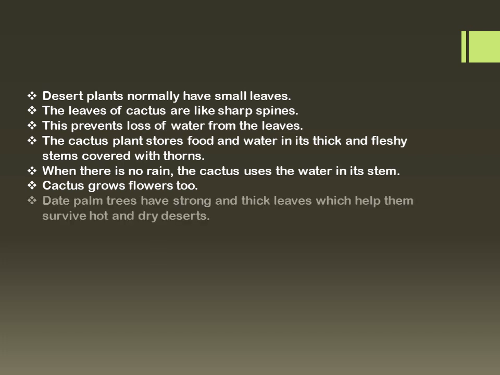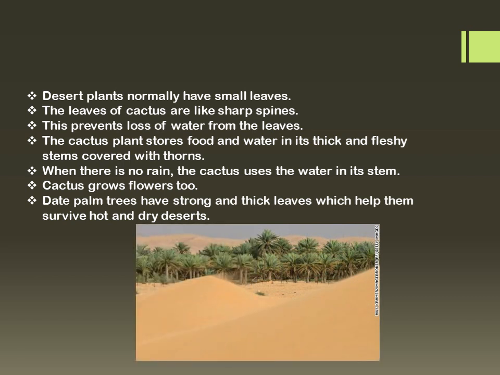Date palm trees have strong and thick leaves which help them survive in the hot and dry deserts. This is all about the plants in deserts. They generally adapt themselves to survive in the hot and dry climate there in the deserts.